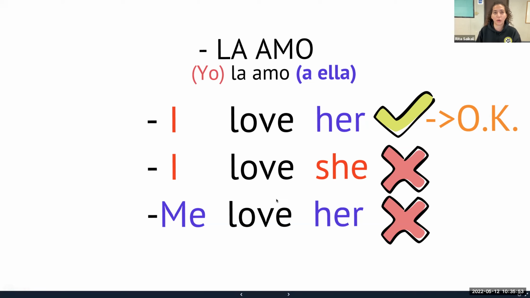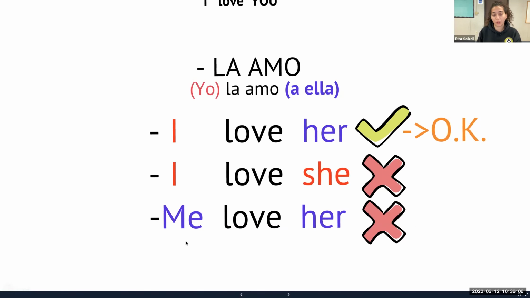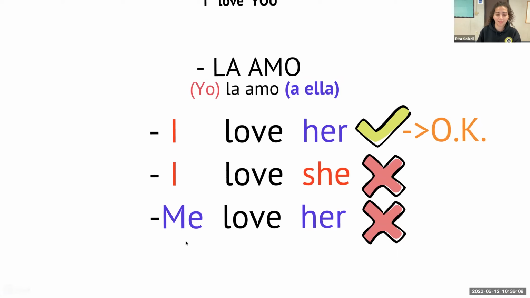Why is this one not correct? Because that's a subject pronoun. How about this one? Me love her. Why is that one not correct? Me is an object pronoun. You already have the answer, but what can I replace me with?